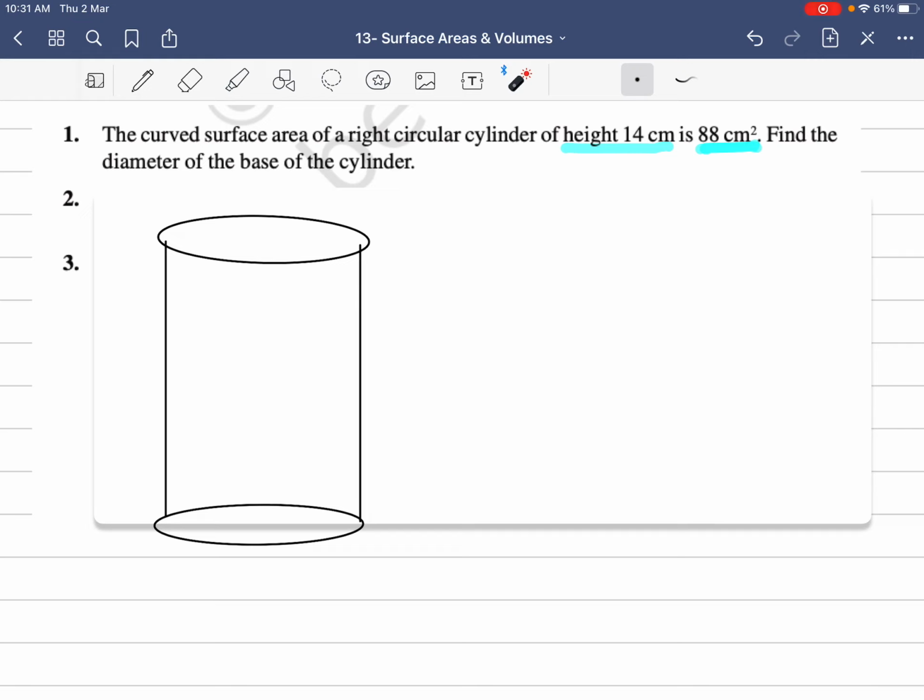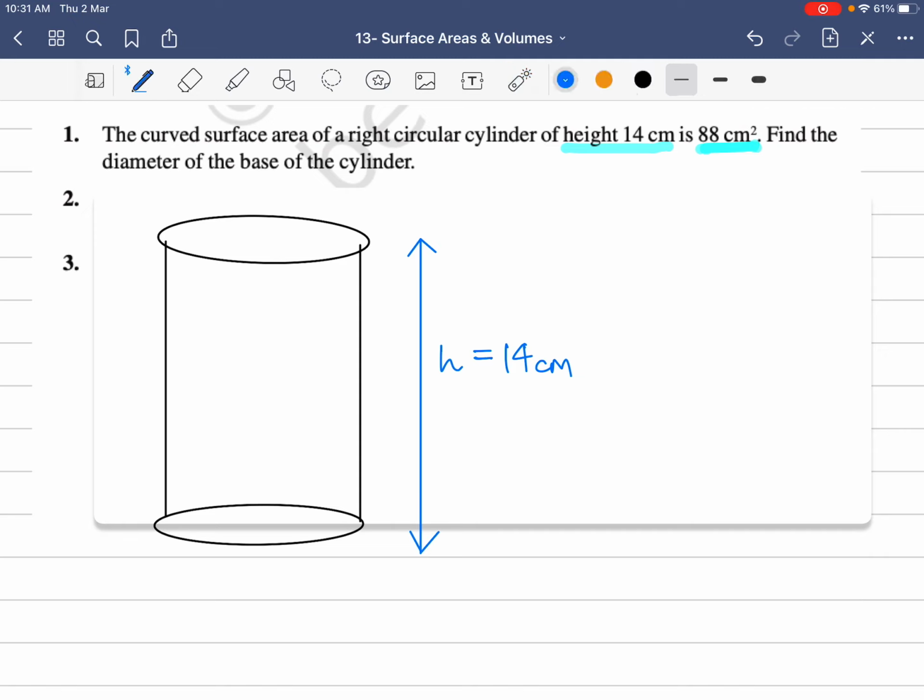So let's read the statement once again. The curved surface area of a right circular cylinder, so this is a right circular cylinder of height 14 centimeter. So let's mark the height. As we know, the height is basically this entire height of the cylinder. Okay, so I'm just going to write here height h is equal to 14 centimeter. Okay, and the curved surface area is 88 centimeter square.